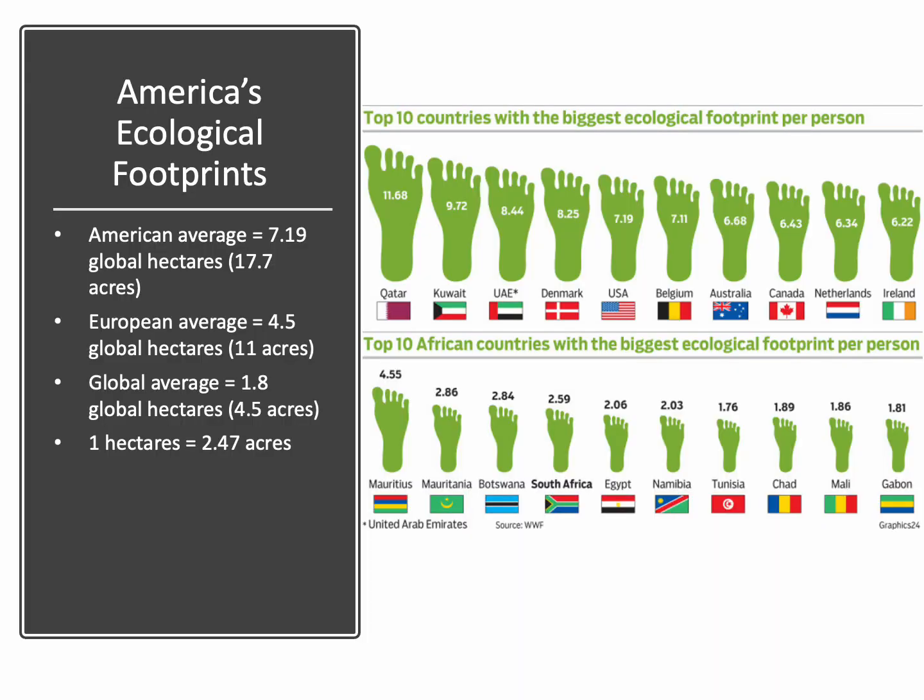Just to mention briefly, though, the American average is about 7.19 global hectares. That's about 17.7 acres. And you can see here where the USA fits in. We're up there very close to the top of countries in terms of the biggest ecological footprints. And you can also, of course, see a strong correlation here with income.